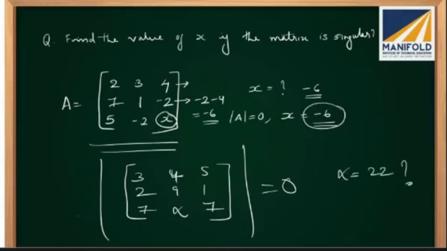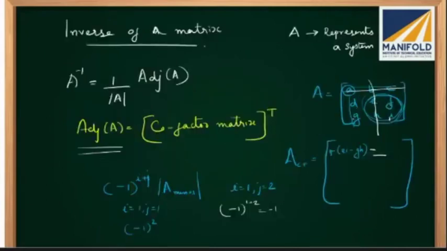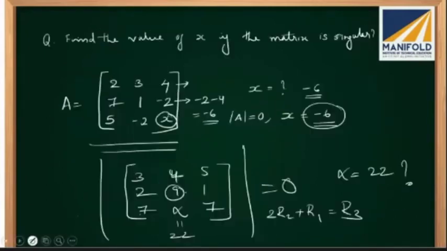Yes, you can check, because I have taken 2 times row 2 plus row 3, sorry, row 1 equal to row 3. So 4 plus 3 is 7, 2 plus 5 is 7. So naturally this must be 9 into 2, 18, plus 4. This must be equal to 22. Then this determinant will be equal to 0. Correct, Arvind, you got the correct answer.